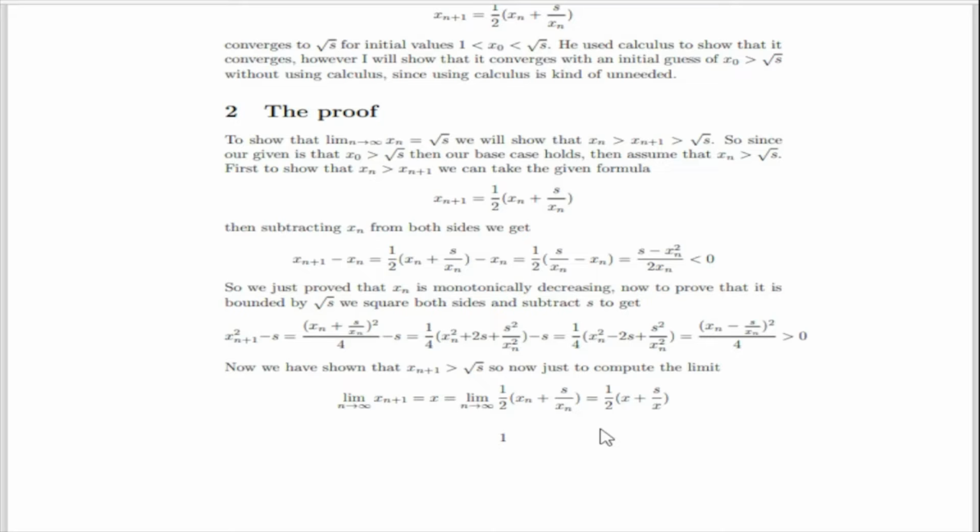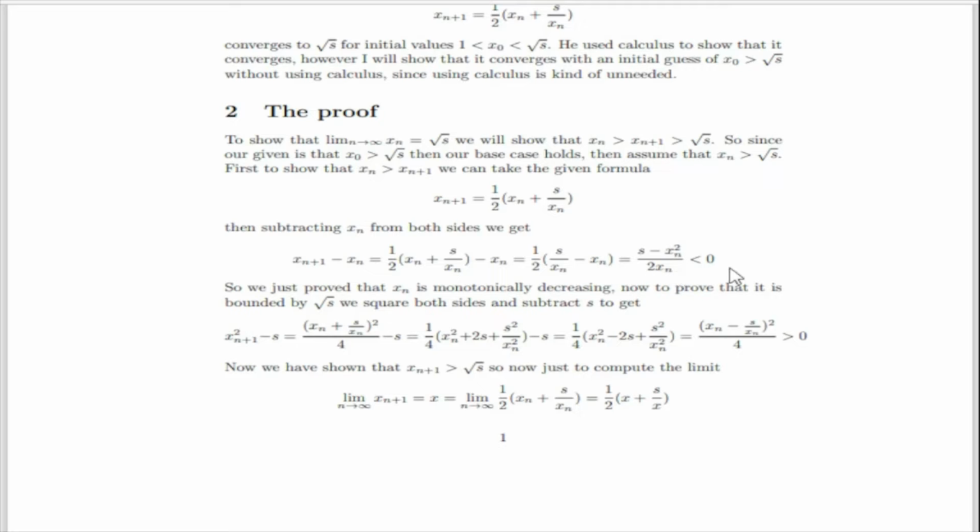First, show that x sub n is greater than x sub n plus 1. We can take the given formula, x sub n plus 1 equals 1/2 times (x sub n plus s over x sub n), then subtract x sub n from both sides. We get the difference between consecutive terms: the original recursive step minus x sub n. Since we have a 1/2 x sub n here and a negative x sub n here, that turns out to be negative 1/2 x sub n, right? So you can reverse distribute to get it back, and then use a common denominator of x sub n to get s minus x sub n squared, all over 2 times x sub n.